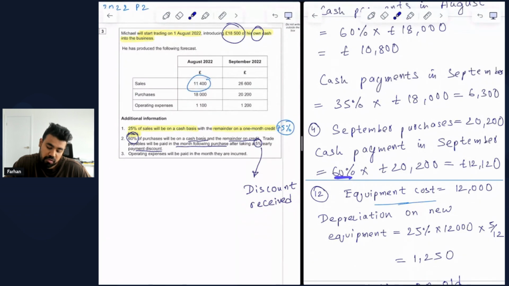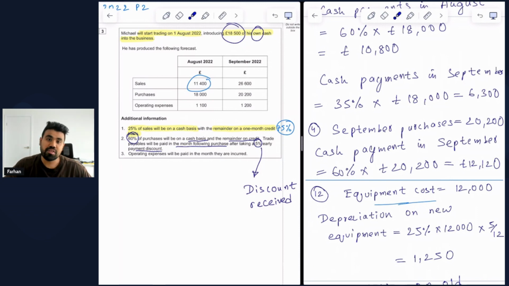So 60% of 20,200 would be £12,120 that we will be paying in cash for September. And whatever is left, which is the remaining 35 or 40%, excluding the discount, would be going into October. But then again, October is not our concern for this question.